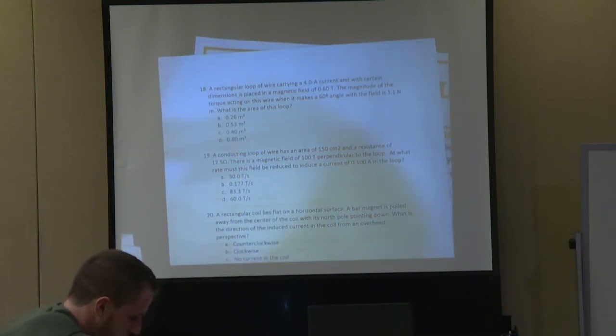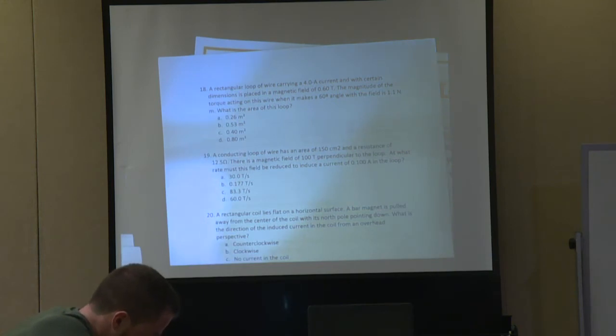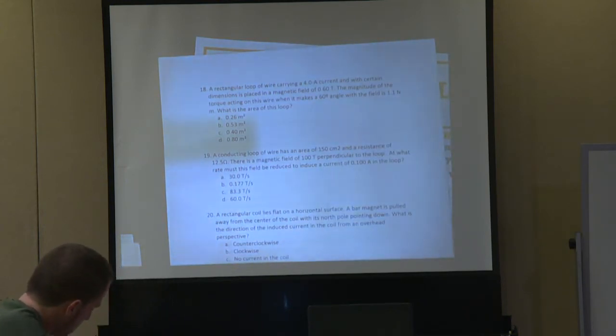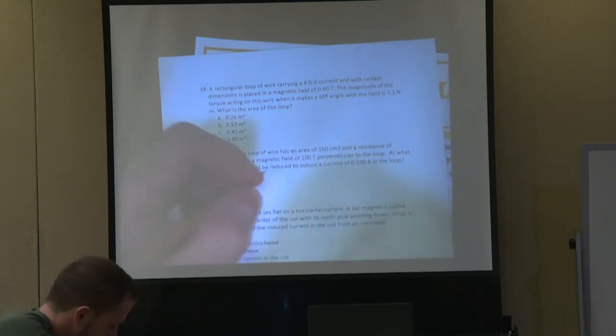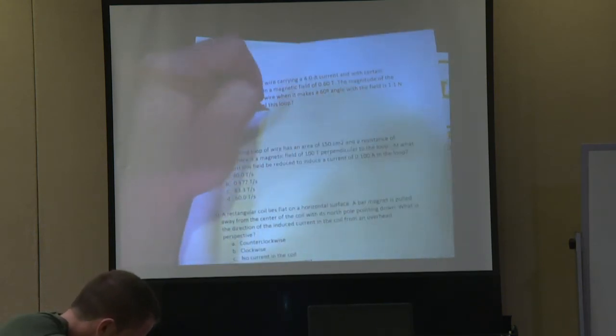A rectangular loop of wire carrying a 4 amp current and with certain dimensions is placed in a magnetic field of 0.6 Teslas. The magnitude of the torque acting on this wire when it makes a 60-degree angle with the field is 1.1 newtons times meters. What is the area of the loop? So we're going to go back to our torque equation.